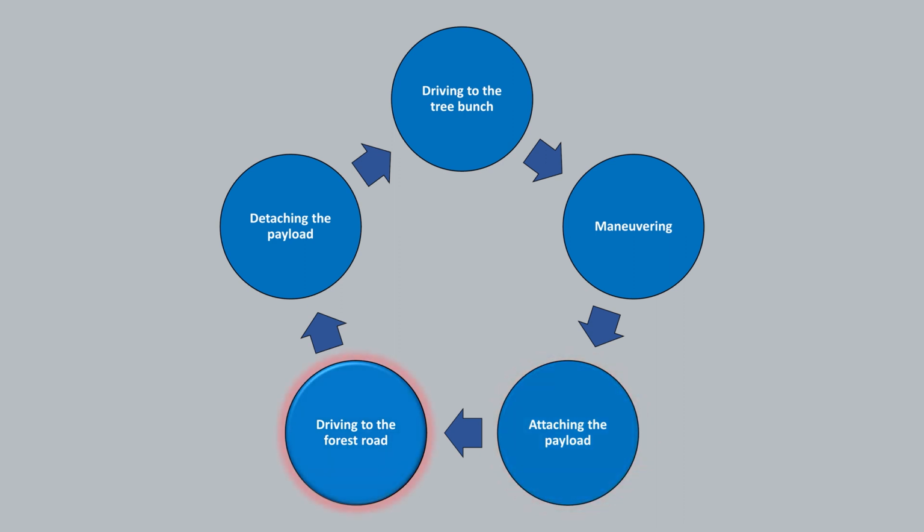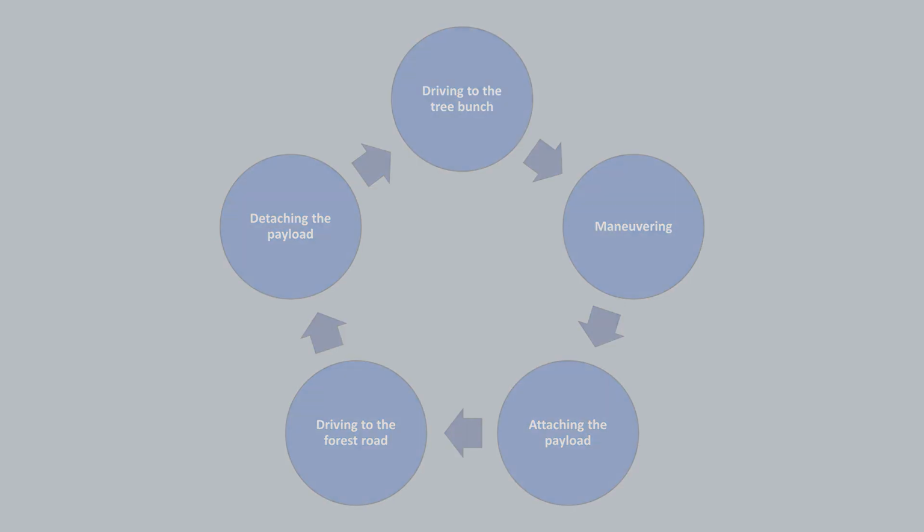Driving to the forest road, also called loaded turn, in which the machine is driven on the trail to extract the payload at the forest road or at the landing. Detaching the payload, in which the driver leaves the cab and detaches the payload from the cables or chains. Other tasks, such as relocation within the felling site, arranging the trees in a bunch, arranging the bunches at the landing.